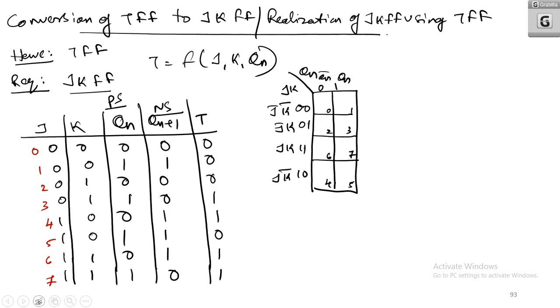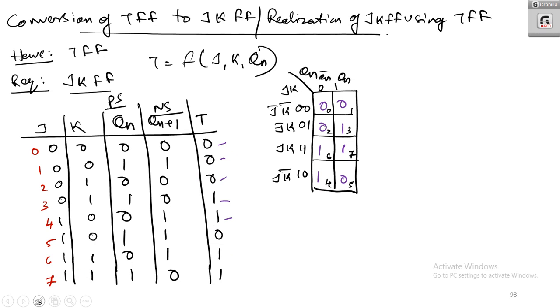Now coming into T: 0, 1, 2, 3, it is 0, 0, 0, 0, 1, and 3 and 4 it is 1, 5, 6, 7, it is 0, 1, 1, 0, 1, 1.